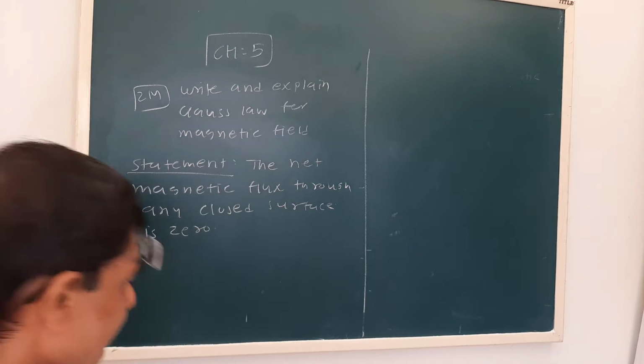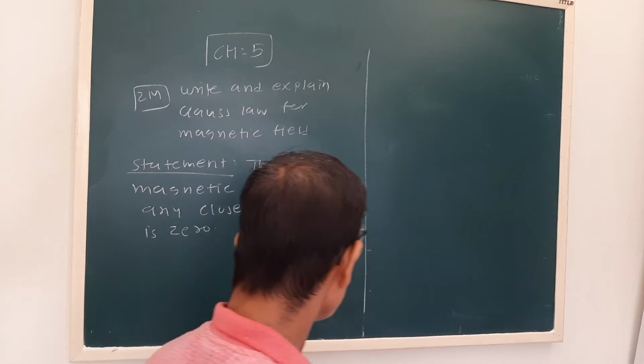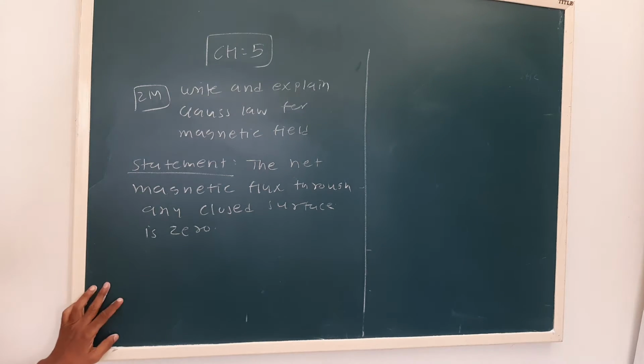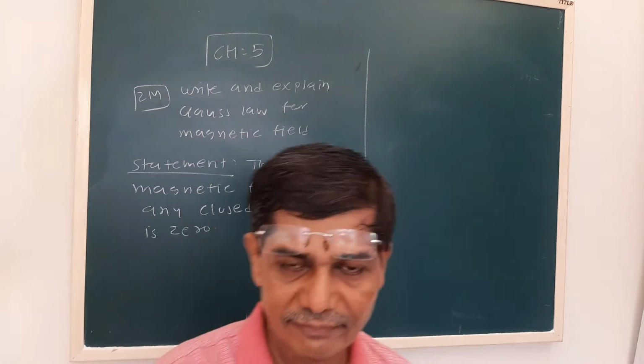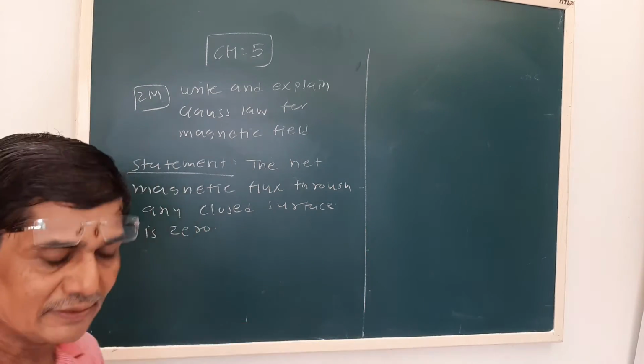Okay, the net magnetic flux through any closed surface. Now here we can understand by a simple method. Then of course we will go by the method of the textbook.